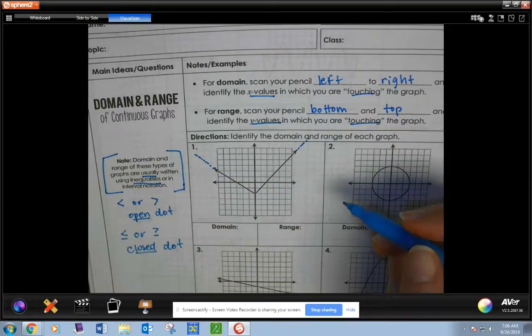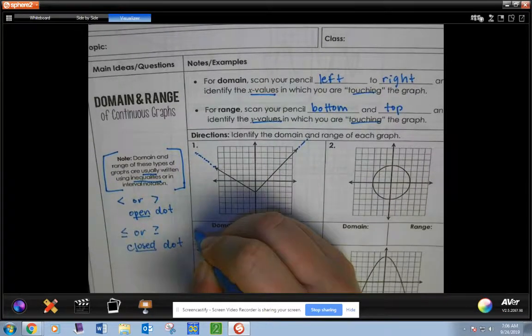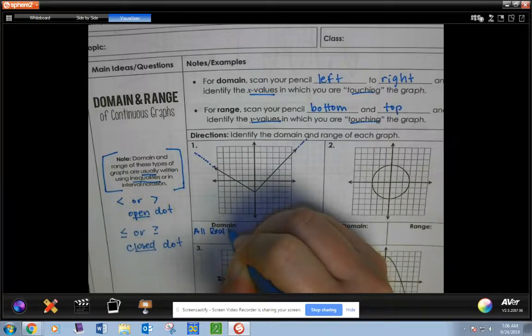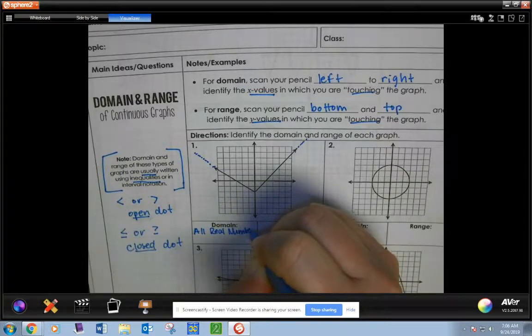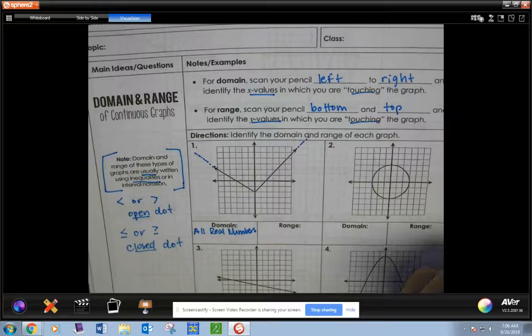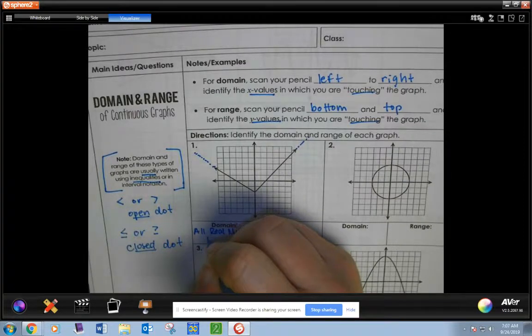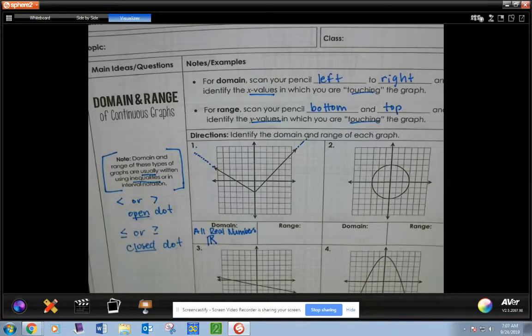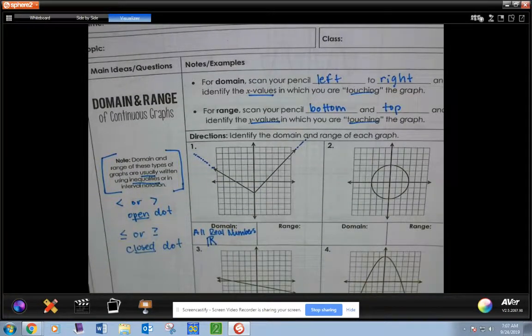If it's going to go forever to the left and forever to the right, we have this thing that we call all real numbers. Okay, there's a symbol for it. So if you would rather write the symbol, you write 2 bars like that, and then you connect and make an R. I would take either way for that answer.